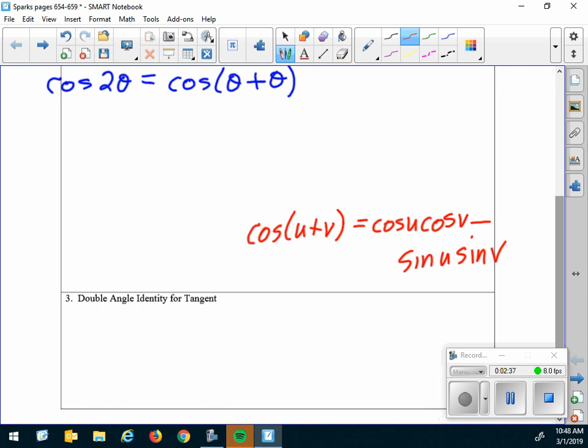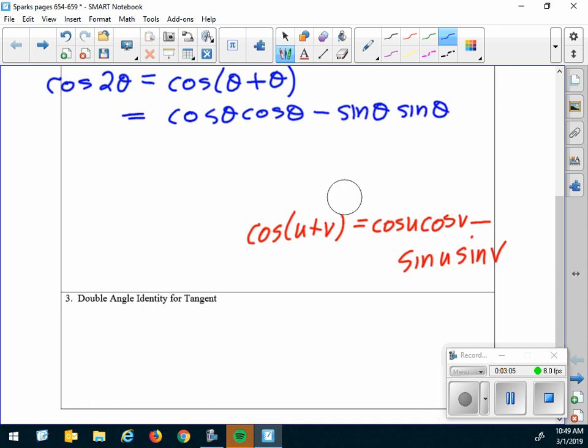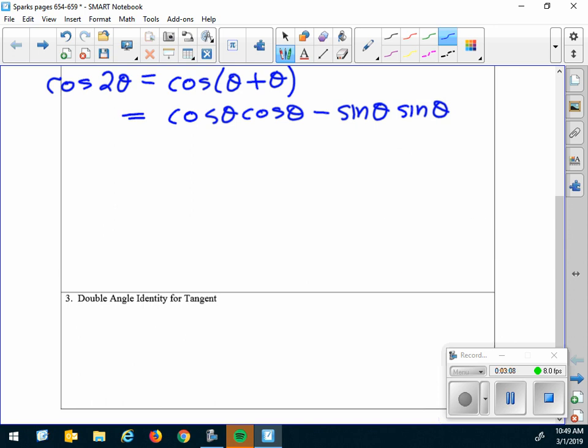Well, what am I going to put in place of u? Theta. And what am I going to put in place of v? Theta. So this is, and by the way, don't write great big here. Don't take up the whole box because you notice it's a big box and there's a reason for that. So this is cosine theta cosine theta minus sine theta sine theta. With me? What is cosine theta times cosine theta? Cosine squared theta. So this is cosine squared theta minus sine squared theta.